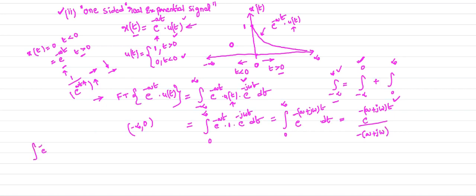So integral e power minus at dt is what? So e power minus at divided by minus a. You need to write the coefficient of t in the denominator. So that is the result of integral e power minus at dt, which is e power minus at by minus a. Now in a similar way, it is of the form e power minus at.